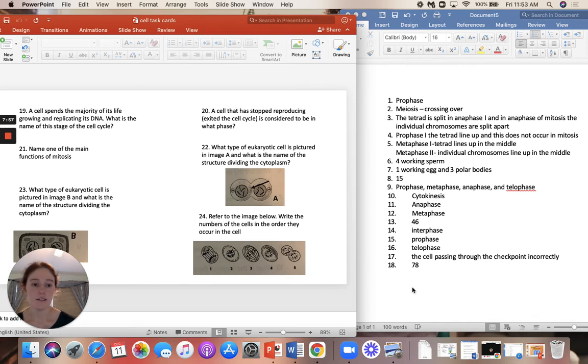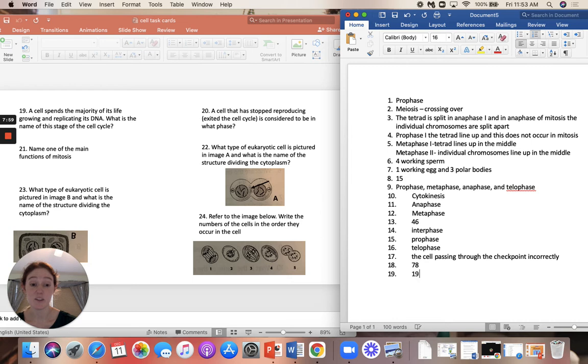Okay, 19. There's 36 questions in this one, so it is kind of long. A cell spends the majority of its life growing and replicating its DNA. What is the name of this stage of the cell cycle? That's the very beginning part, which is interphase. A cell that has stopped reproducing and exited the cell cycle is considered to be in the G0 phase. That's where your brain cells and nerve cells go.